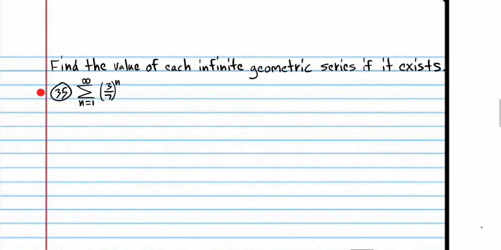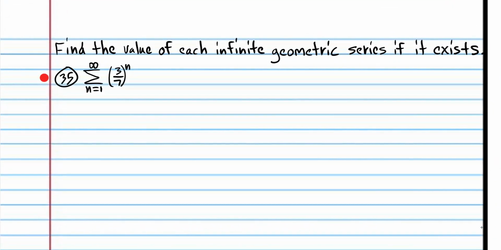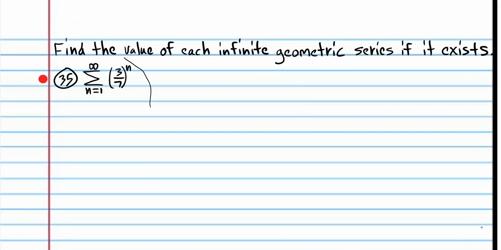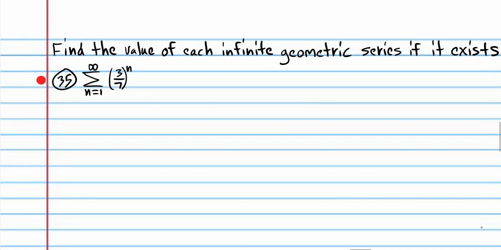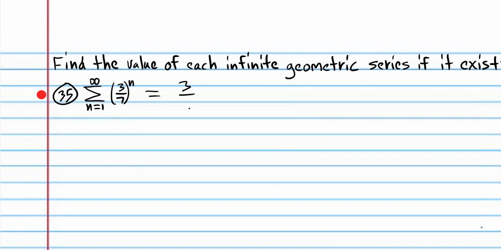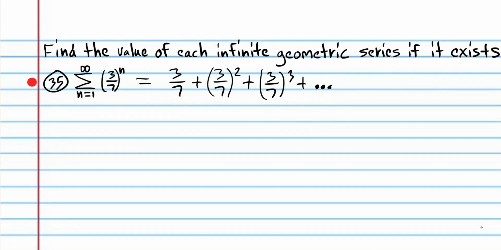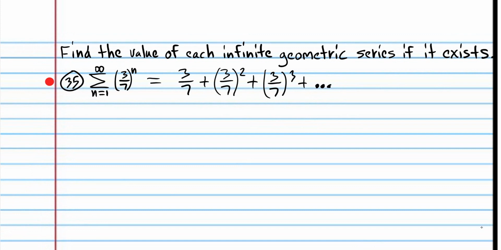So now we're going to calculate the values of infinite geometric series. So we know that this is an infinite geometric series because we have the 8 turned on its side up here. That means we're going to add all the terms. So what are the terms? Well, they're going to be 3/7, 3/7 squared, 3/7 cubed, and it's going to continue indefinitely because it's an infinite series. There's an infinite number of terms. And you can see that this is geometric because we're just multiplying by 3/7 each time, so the common ratio is 3/7.